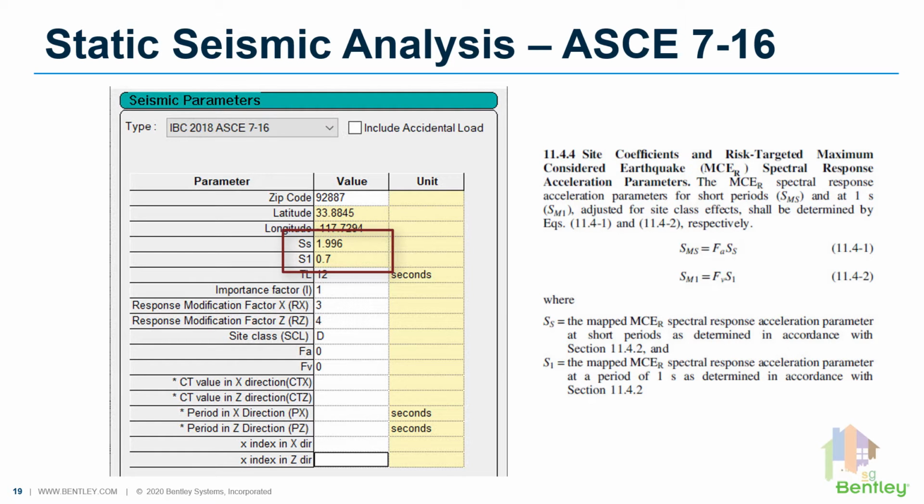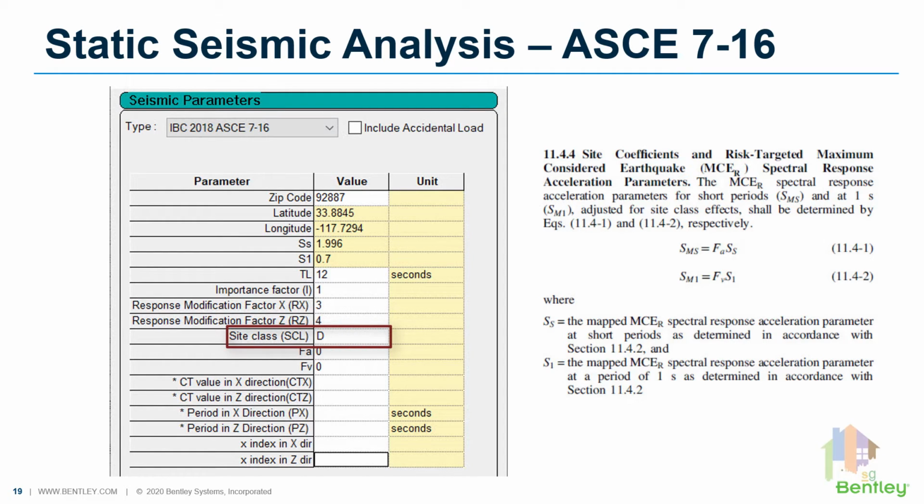These SS and S1 values are used to calculate the spectral acceleration values using these formulas. Here you can find that FA and FV values are dependent on site class, which can be specified using the site class input.